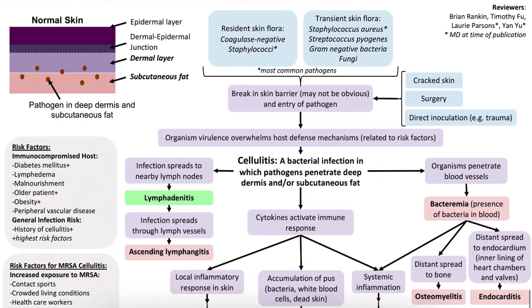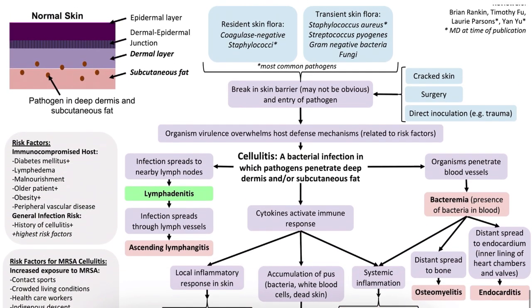Next, a little pathophysiology. We already discussed some common pathogens: coagulase-negative staphylococci, and in transient skin flora we can see Staphylococcus aureus, Streptococcus pyogenes, gram-negative bacteria and fungi. This is the normal skin, with three layers: the epidermal layer, the dermal-epidermal junction, the dermal layer and subcutaneous fat. If there is a problem here, we call that cellulitis. The pathogens enter directly into the deep dermis and subcutaneous fat.